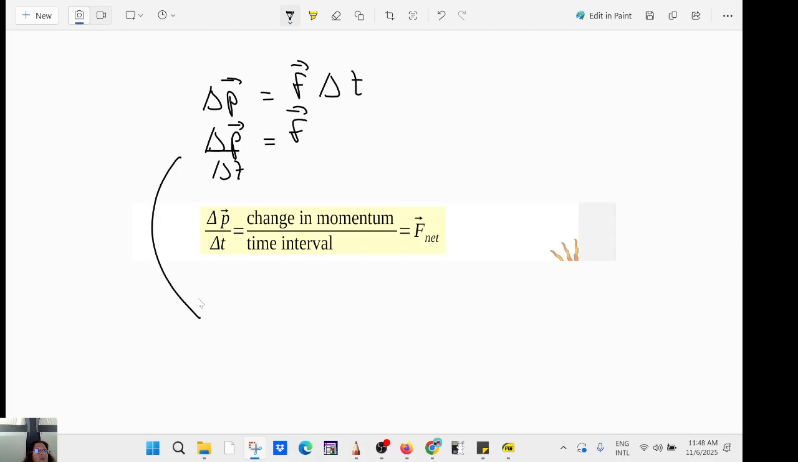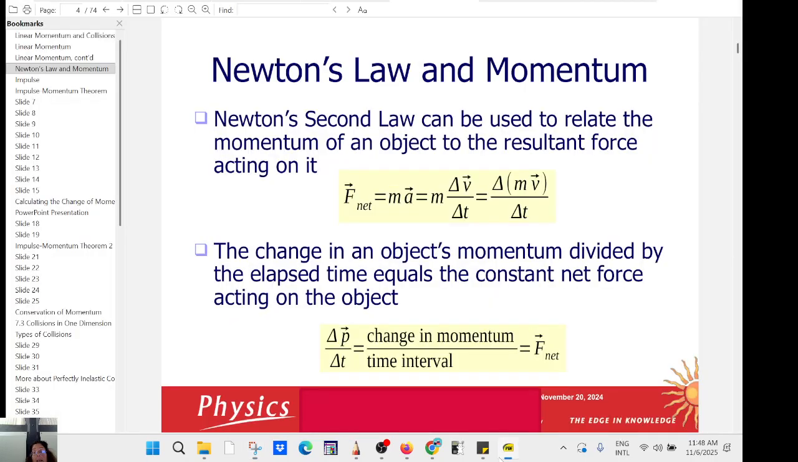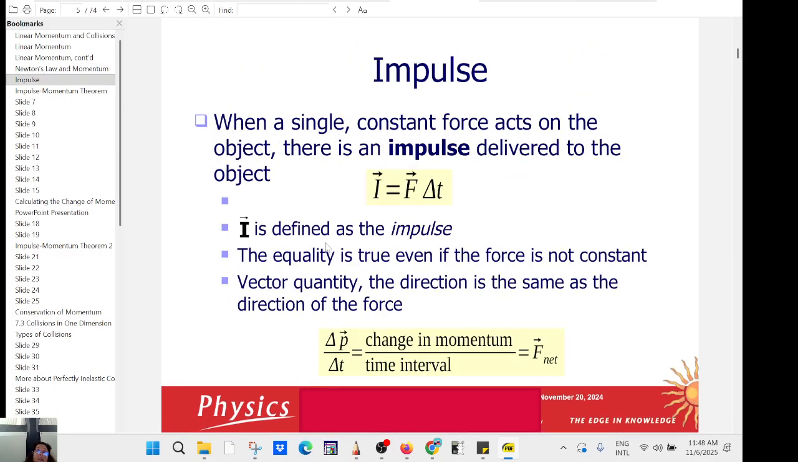Now, if I use calculus, the delta becomes a derivative. So if you take the derivative of the momentum as a function of time, that will be equal to the force. Okay? So impulse, that will be the definition, is force times time.